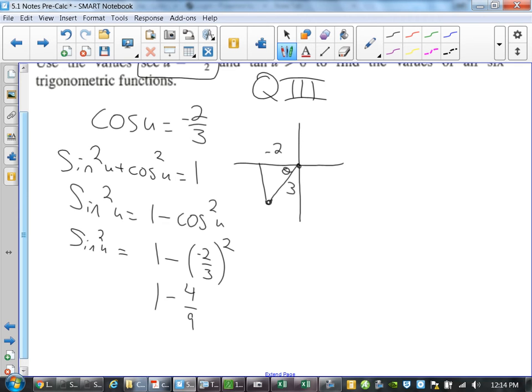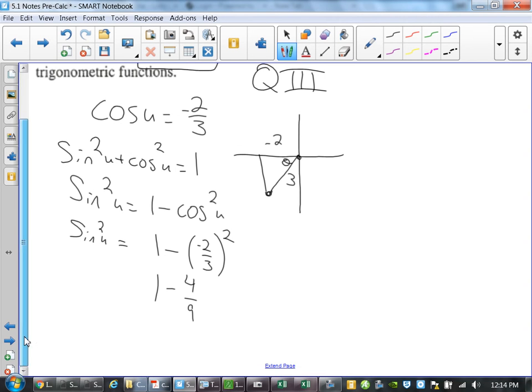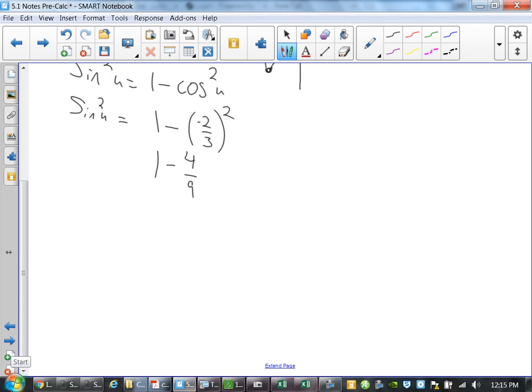What's 1 minus 4/9? 5/9. And then how do you undo squaring? Square root. What's the square root of 5/9? Root 5 over 3. So look at that, a long way to do it.